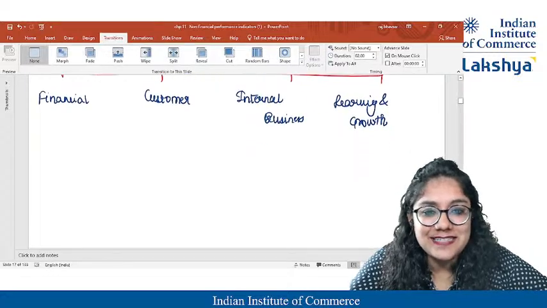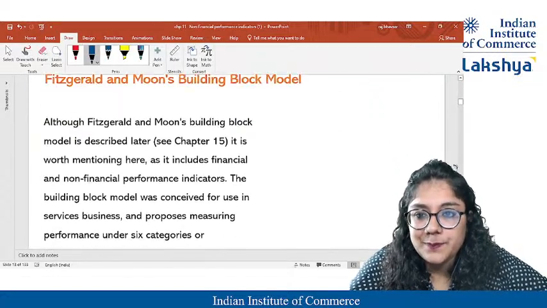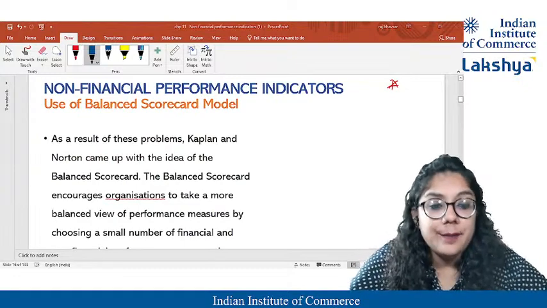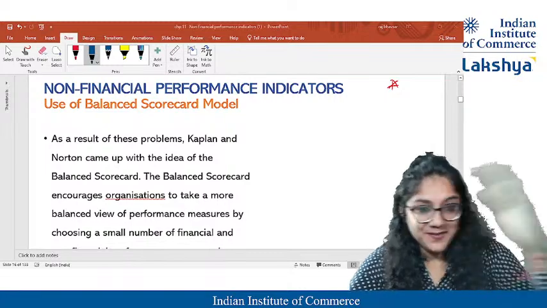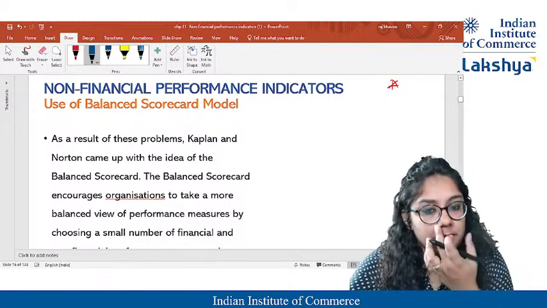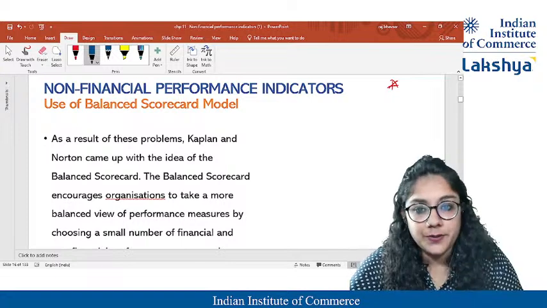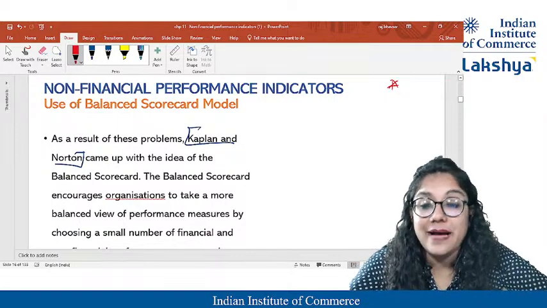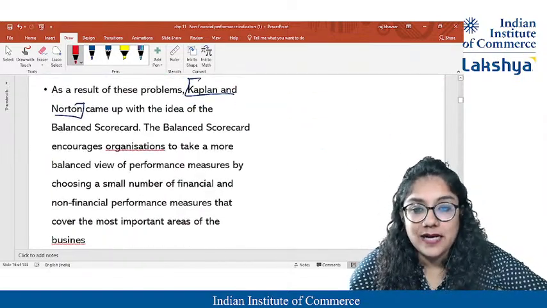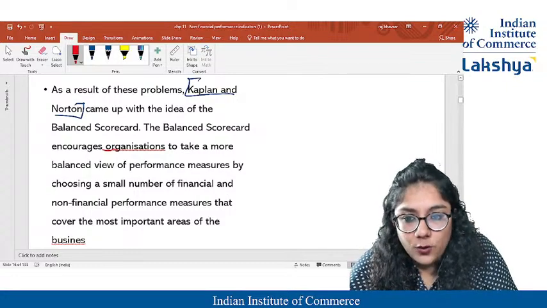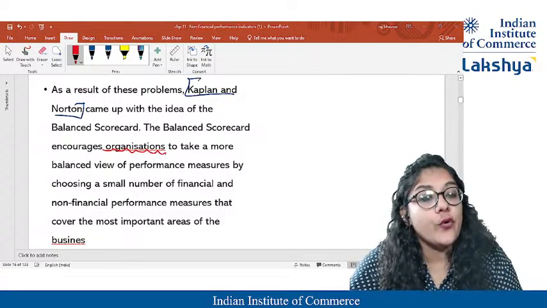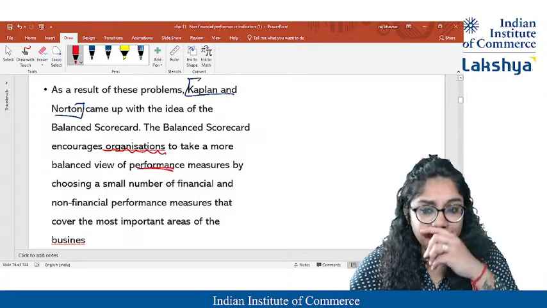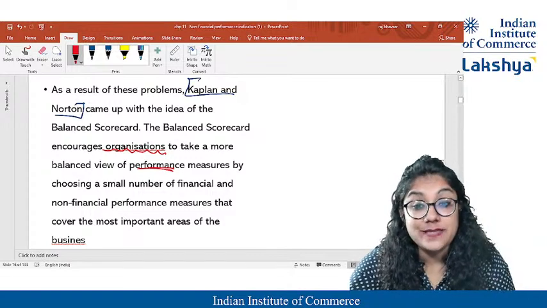So we'll just read it once. We don't have so much to go into in depth, but I really wanted us to know, so I just had a glance. As a result of a lot of problems, there were authors known as Kaplan and Norton who came up with the idea of the balanced scorecard. The balanced scorecard encourages the organization to take a more balanced view of performance management by choosing a small number of financial and non-financial measures together.